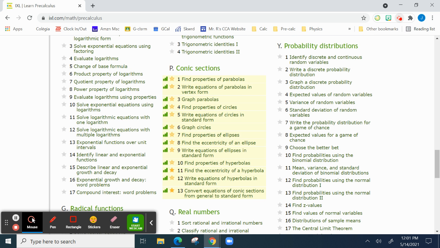Okay, so we have parabolas, which is y equals x squared or x equals y squared. We have circles, which is x squared plus y squared equals some sort of constant. And then we have ellipses and hyperbolas, which we have been studying. The only difference between those two is the plus or minus in between them, and of course the shape, but they both equal 1. So that's what we're going for.